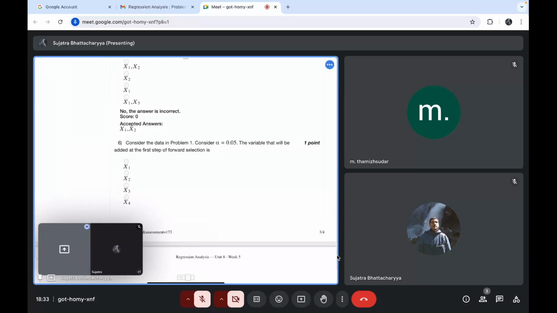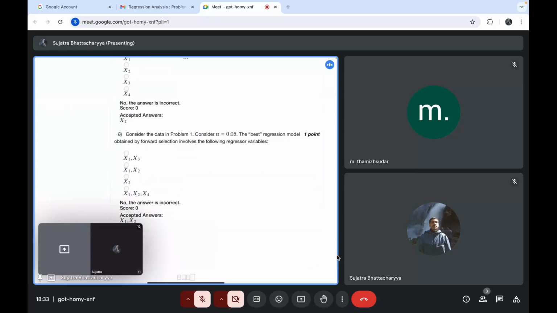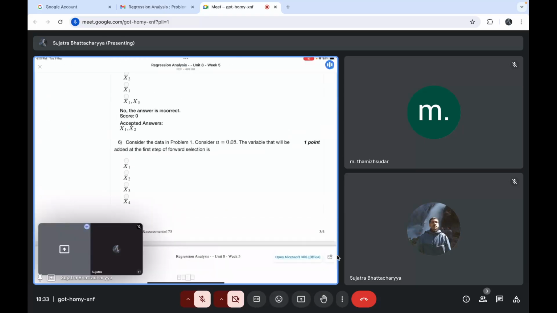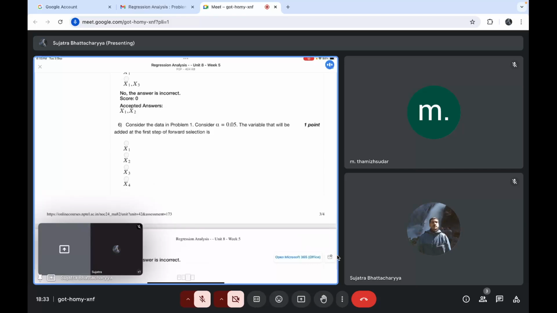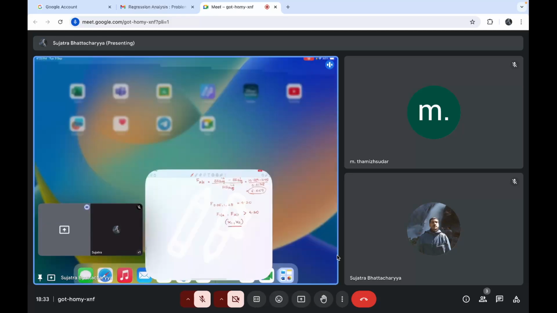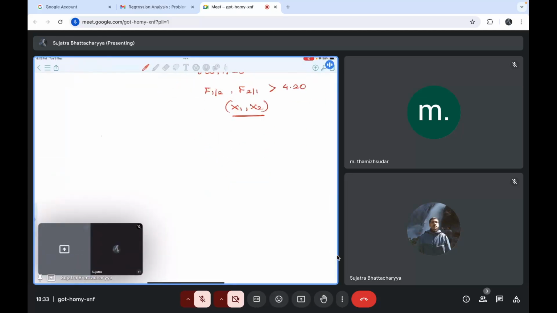Now, 6, 7, 8 is particularly based on forward selection. Let's see. Yes. So let's do the forward selection and complete the assignment question. So first step, second step, and final. Okay. So these are the questions we know. So question 6. Let's do it. First they go forward selection. So alpha given to be 0.05, forward selection.